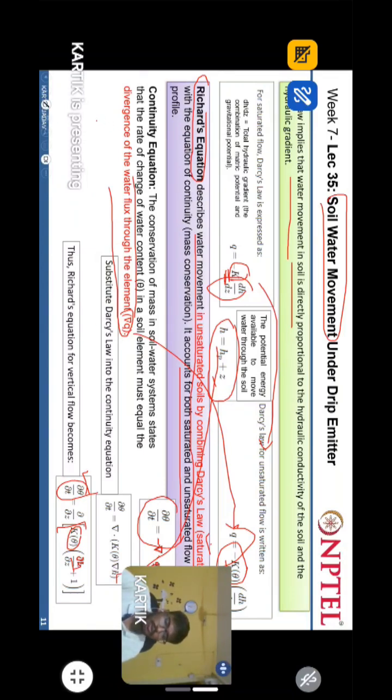Because how will water move? Suppose we have a water level like this, and this is the water surface, and we are providing water here. What will happen? This water will move vertically and also horizontally. Why? Because water moves from a higher level to a lower level. That is basically due to the hydraulic gradient, the gradient available on the soil surface as well as the water level we are targeting.